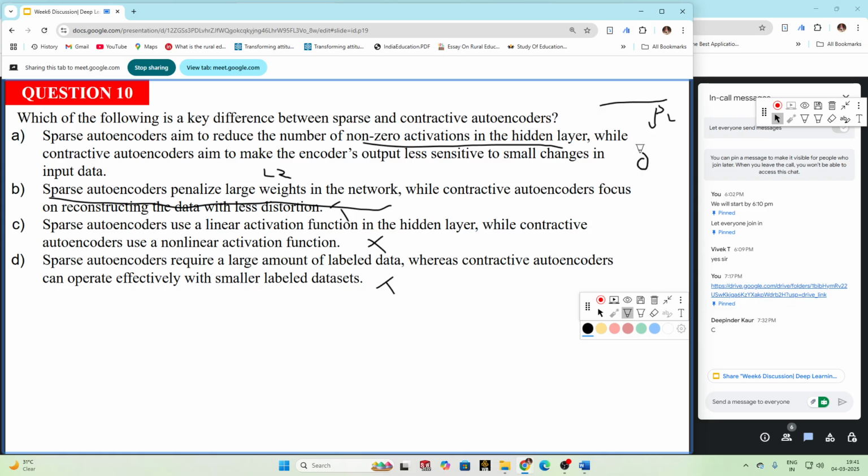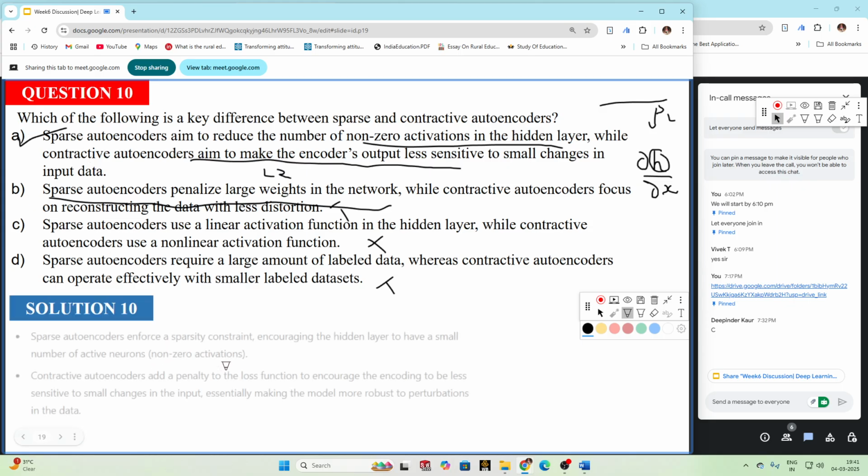That is, we are using the Jacobian matrix. What is the Jacobian matrix? Jacobian matrix consists of elements dh by dx, where h is the output of the encoding layer, and x is the input value. Our contractive autoencoder minimizes this, aiming to make the encoder's output less sensitive to small change in input data. So option A is the only correct one. Options B, C and D are wrong. So option A is the correct answer.